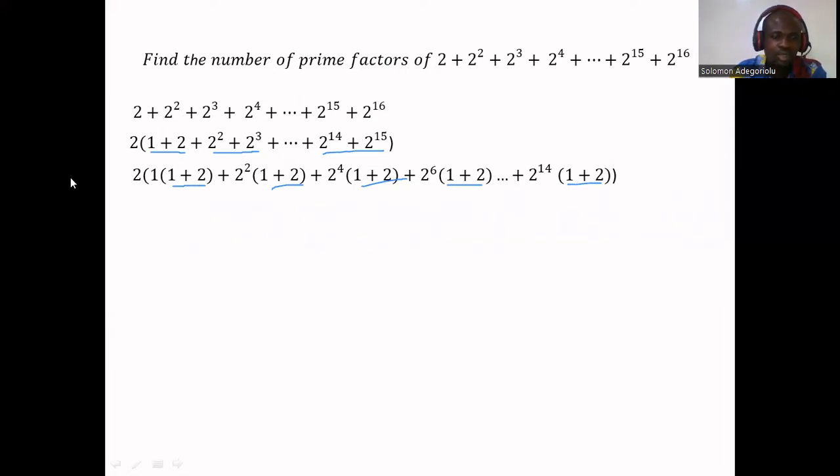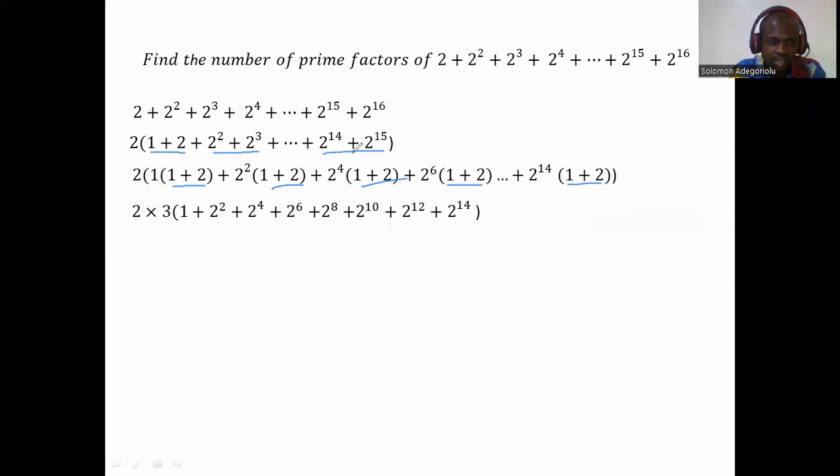Inside the bracket, we take it out and we multiply it with the 2 we have outside the bracket. That's going to give us this: we have 2 times 3. So if we have 2 times 3, we are left with this one. Left with 2 raised to power 2, 2 raised to power 4, 2 raised to power 6, 2 raised to power 8, 2 raised to power 10, 2 raised to power 12, and up to 2 raised to power 14.